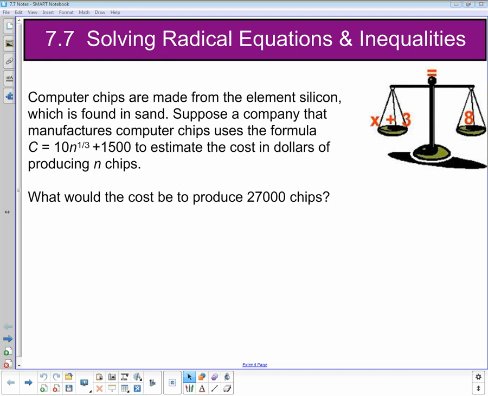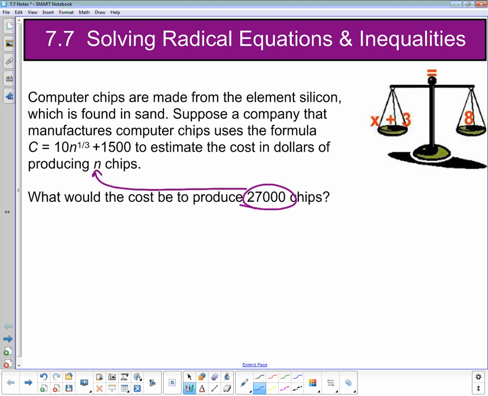It says computer chips are made from the element silicon, which is found in sand. Suppose a company that manufactures computer chips uses the formula C is equal to 10 times n to the 1/3 power plus 1500 to estimate the cost in dollars of producing n chips. Now the question they're asking us is what would the cost be if we produce 27,000 chips? So this becomes n.